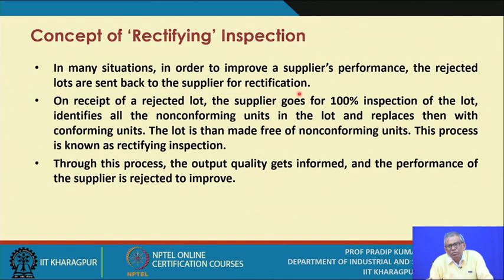So now he is not going to take any risk. So he goes for 100% inspection of the lot, identifies all the non-conforming units in the lot, and replaces them with conforming units. The lot is then made free of non-conforming units. This process is known as the rectifying inspection.